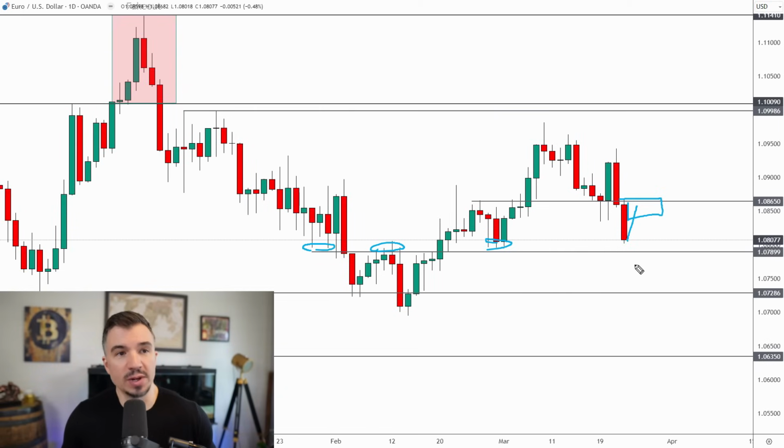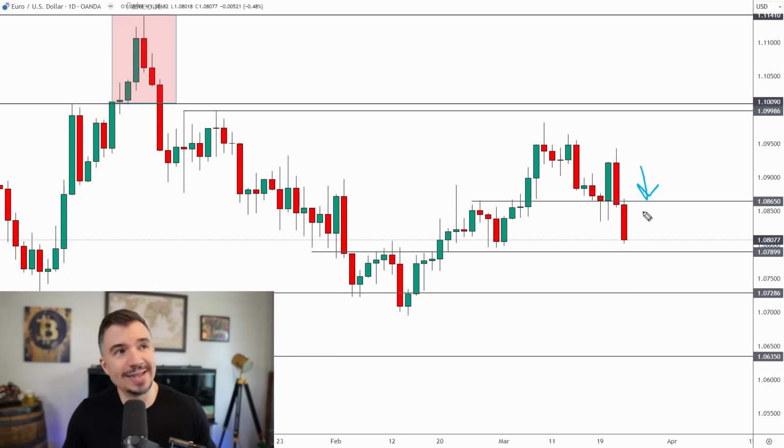Of course, if we were to get a sustained break below here, then we're looking at a move down here toward these lows and potentially 1.0635. But all in all, right now we do have a confirmed breakdown from the Euro, and this area right around 1.0865 is going to flip to resistance in the week ahead.